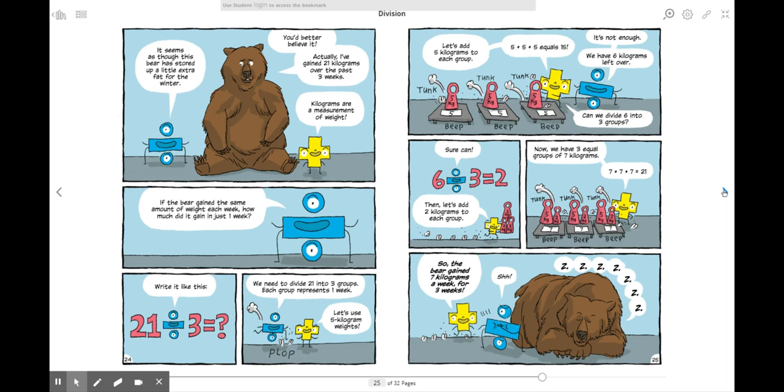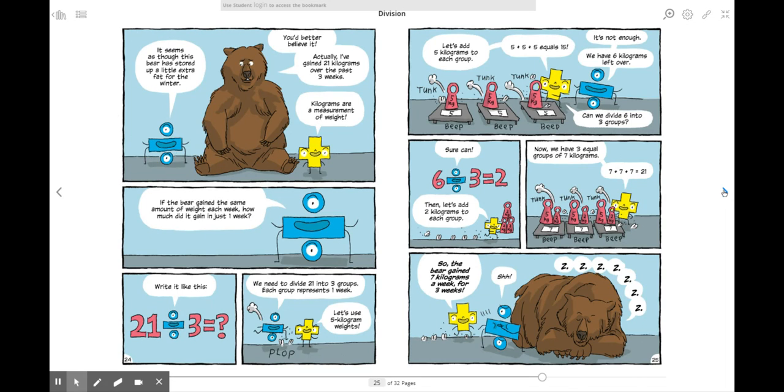Can we divide 6 into 3 groups? Sure can. 6 divided by 3 equals 2. Then let's add 2 kilograms to each group. Now we have 3 equal groups of 7 kilograms. 7 plus 7 plus 7 equals 21. So the bear gained 7 kilograms a week for 3 weeks.